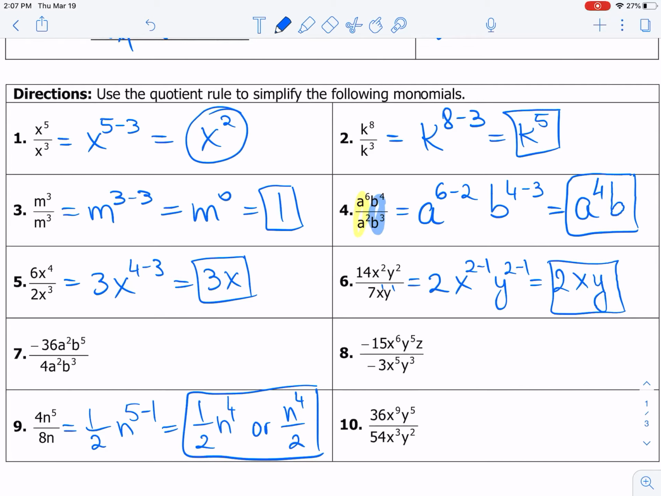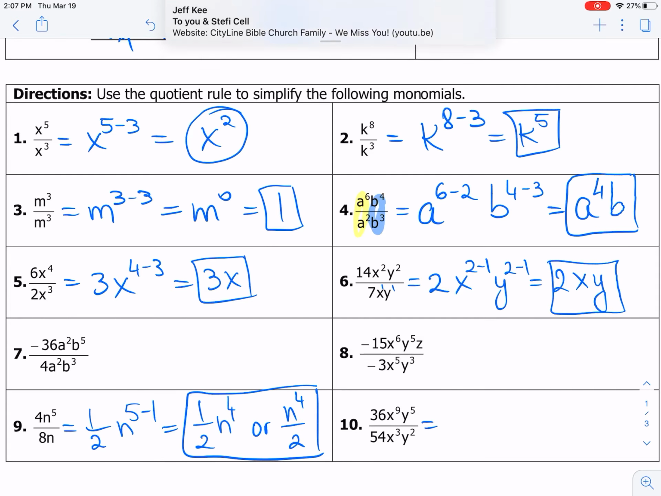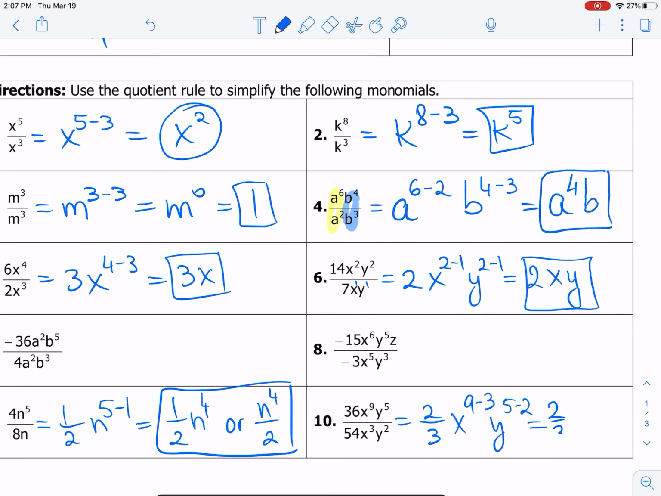The last problem, number 10, we have 36 divided by 54. So 36 and 54 have the greatest common factor 18. 36 divided by 18 is 2. 54 divided by 18 is 3. And I have x to the 9 minus 3, y to the 5 minus 2. So this is equal to 2/3 x to the 6th power, y to the 3rd power.